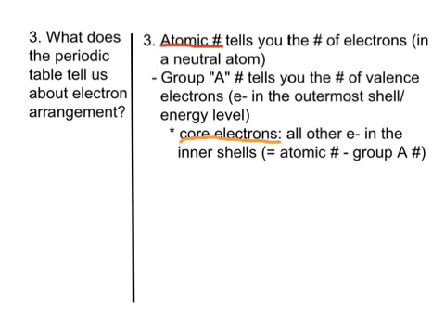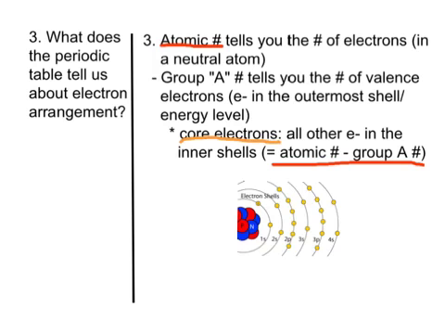So if we need to figure out the number of core electrons in an atom, you would simply use this equation right here. You take the atomic number, the total number of electrons in the atom, and then you subtract the group A number, which is the number of valence electrons. So what you'll get is the core electrons that are in the inner shells.